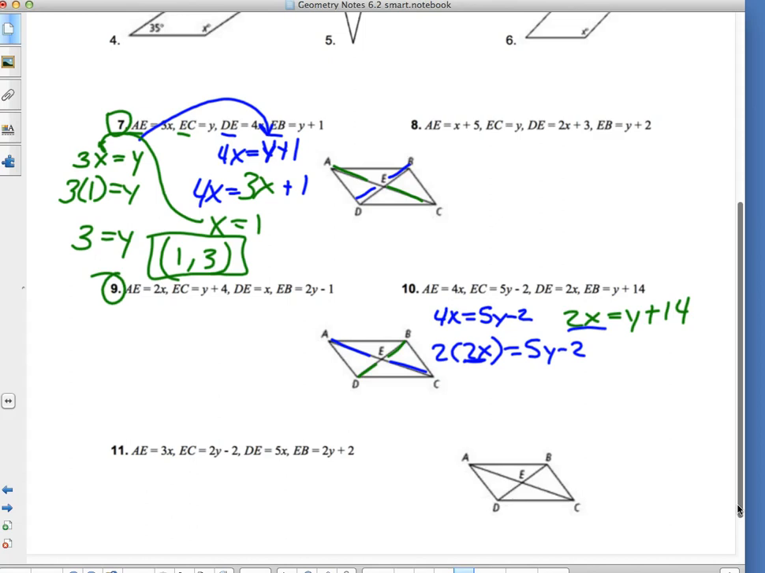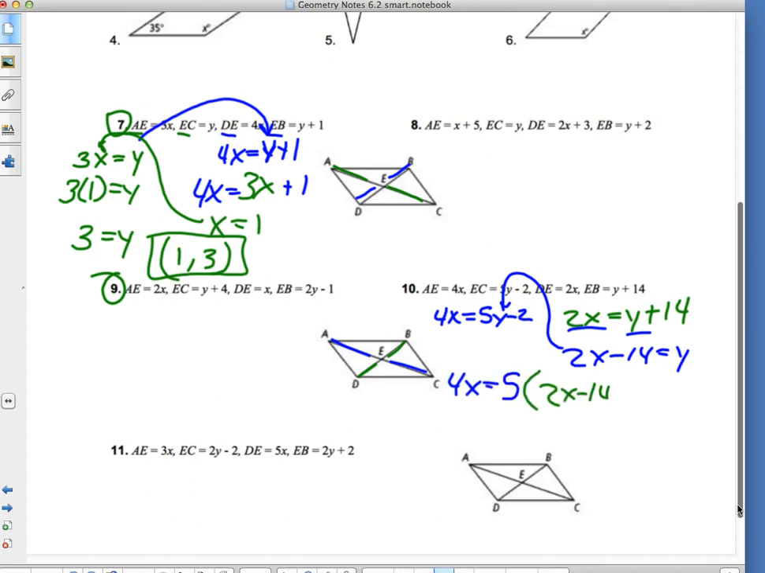That's one way I could substitute. I could also solve for y and say, well, 2x minus 14 is equal to y, and where I see y, I can place in 2x minus 14. Okay, I can do either one of those. So I've got 4x equals 5 times 2x minus 14, minus 2. And I solve that, and I plug in. So those are the two ways I can do things.